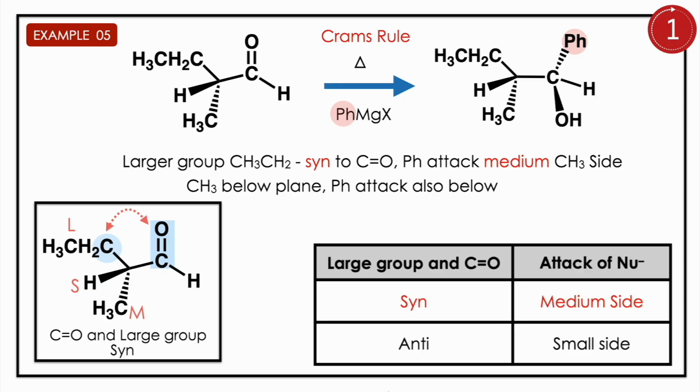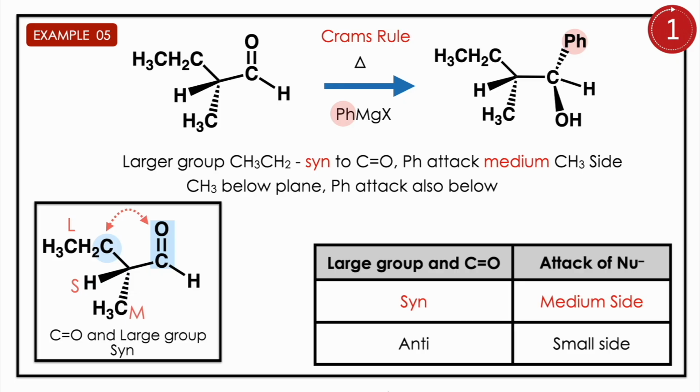The large group is the ethyl group. The medium group is the methyl group. The small group is hydrogen. Here we should find the relationship between the large group and the carbonyl. If you look at it, both are syn to each other. So the large group and carbonyl are syn to each other, which means the attack will be on the medium side.